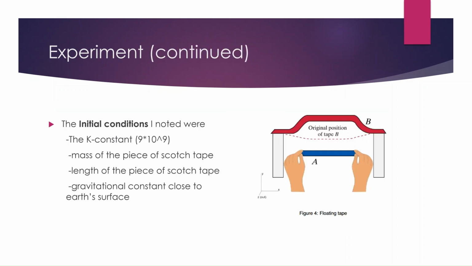The initial conditions I noted were the K constant, 9 times 10 to the 9th, the mass of the piece of Scotch tape, the length of the piece of Scotch tape, and the gravitational constant close to the Earth's surface, which is 9.8.